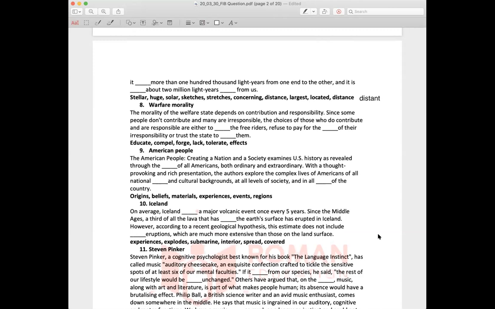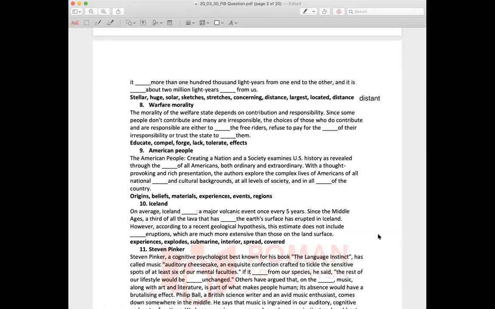Look at this. Before "and," we have two things. After "and," we have two things. After "and," we have cultural backgrounds. Before "and," we have national. Now I am seeing a pattern here. If the pair after "and" is cultural and backgrounds, the pair before "and" should also be national and a plural word, most likely. So it could be origins, could be beliefs, could be materials, could be events, could be reasons.